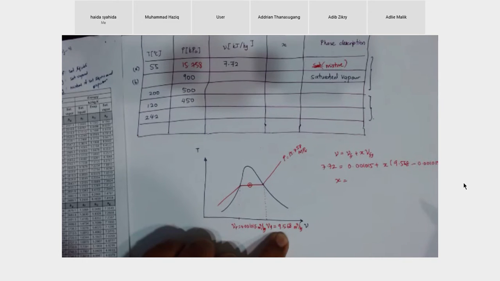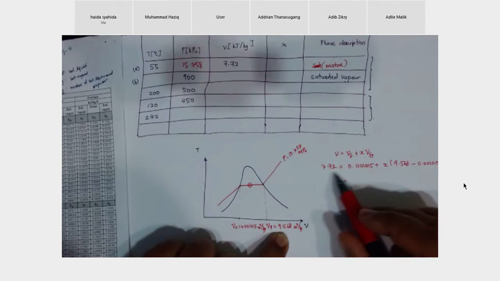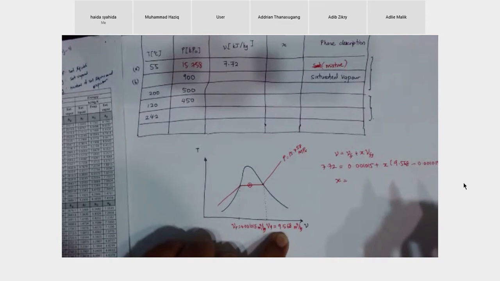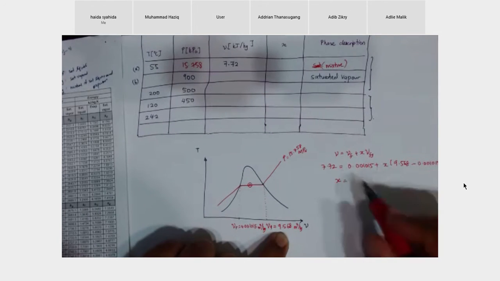Lama. Berapa X sayang? 9.568 minus 0.105 X. So dapat jawapan X ya.